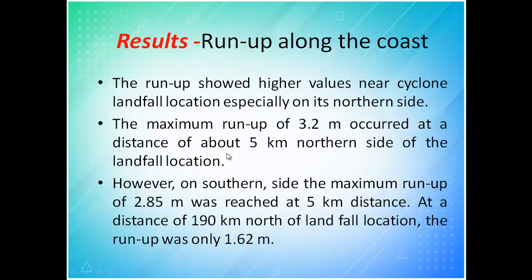Okay, then the result, run up along the coast. The run up showed higher values near the cyclone, that we all know. Run up is nothing but, as I have told, the distance that the water travels inland. The maximum run up of 3.2 meters occurred at a distance of 5 kilometers on the northeastern side of the landfall location. However, on the south side the maximum run up was 2.8, which reaches 5 kilometers distance. At a distance of 190 kilometers north of the landfall location, the run up was only 1.62 meters.